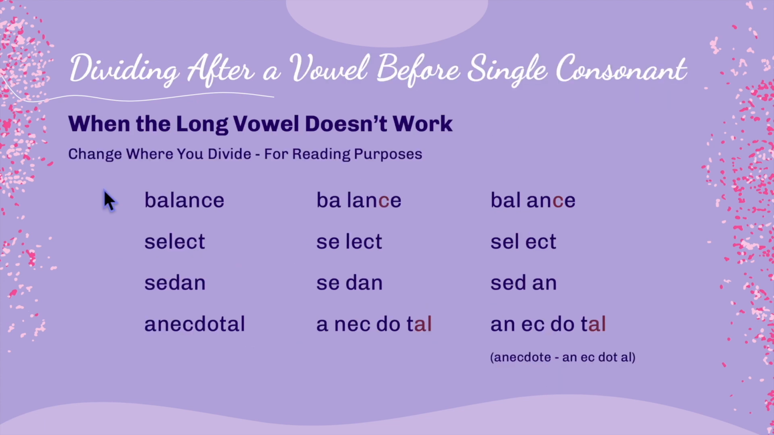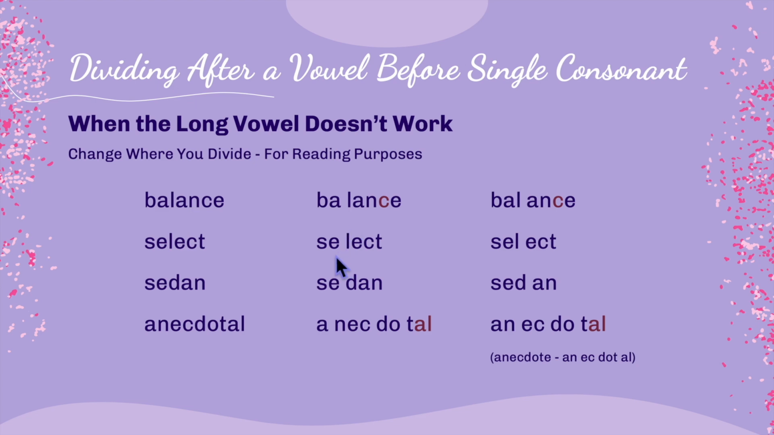Let's say you've divided after a vowel before a single consonant and you don't recognize the word. Right here, we have an open syllable, so we would try the long sound first. And we remember that this C is going to have its soft sound of S. So we would try balance. I don't recognize that word. So what do we do? Well, just change where you divide. Divide after the next consonant and change this vowel to a short sound. Balance. Oh, I recognize that. Balance.